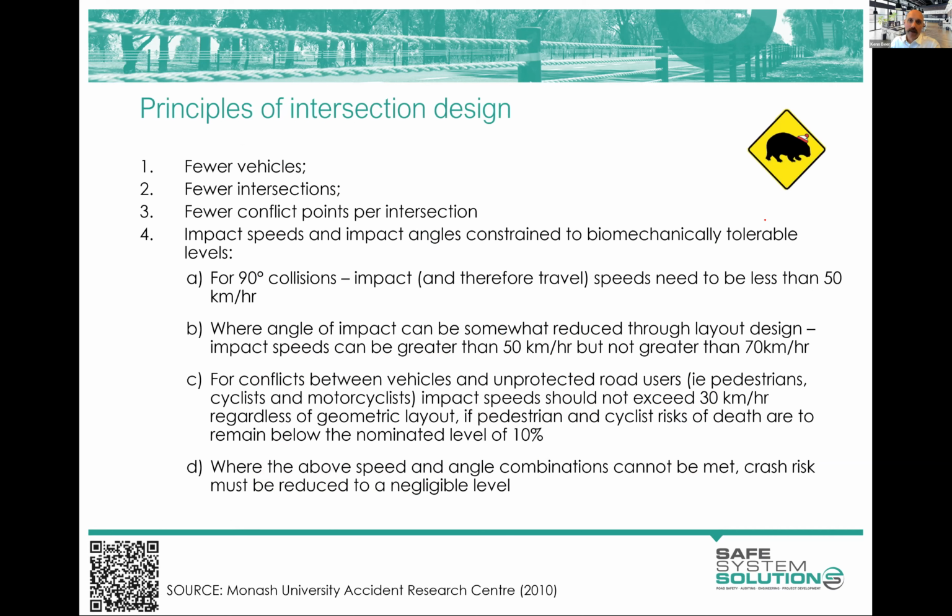So Monash University Accident Research Centre a while back came up with some principles for intersection thinking that align with safe system principles. The first few they've got there are fewer vehicles and fewer intersections. They're quite interesting, aren't they? Because that's usually outside of the realm of what we have within our scope as those that manage, design and operate a road system. They're dealing with the exposure.